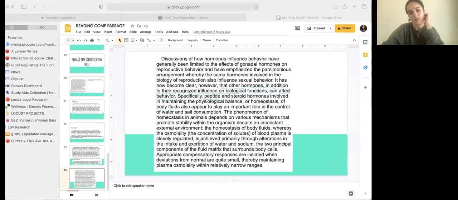If we wanted to get more specific, you could say other hormones, specifically peptide and steroid, through homeostasis of water and salt consumption affect behavior. If you wanted to get even more specific, you could, but essentially that's what we're trying to talk about. We're going to talk about how peptide and steroid influence the water salt homeostasis.